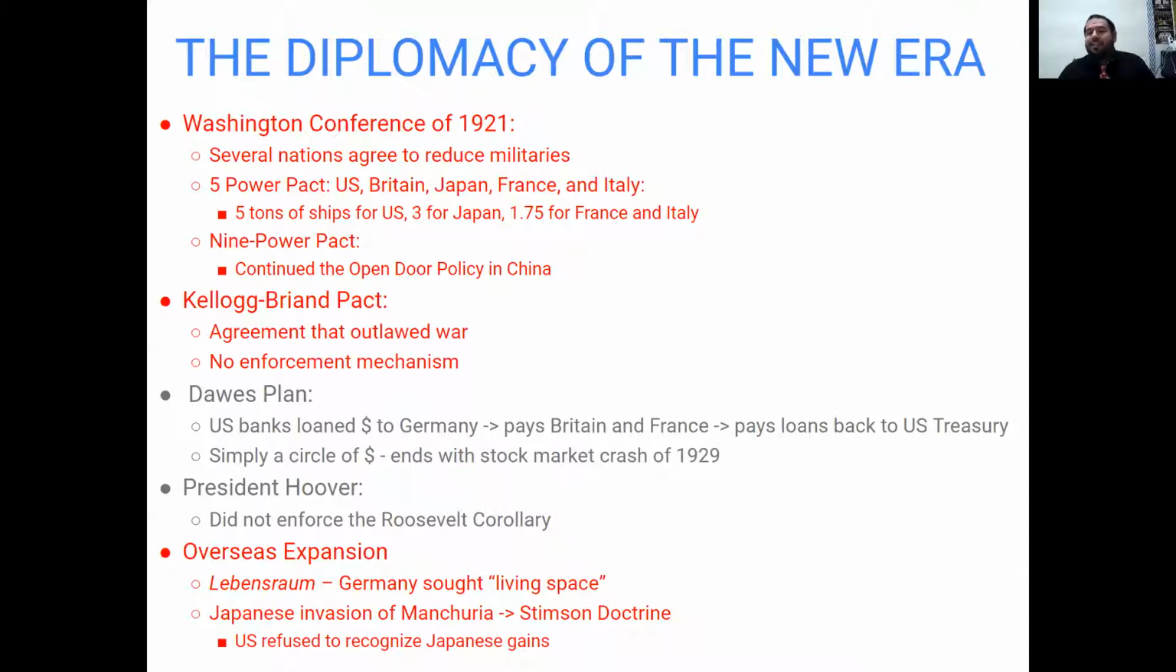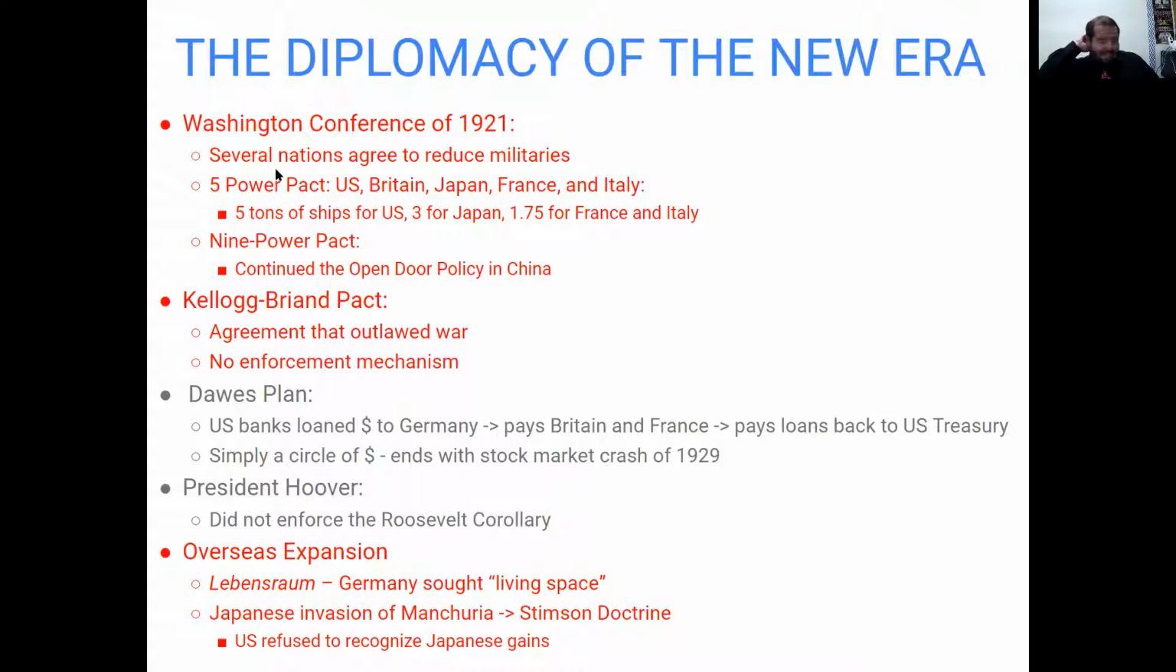Now remember, because of the Treaty of Versailles and the 14 points, the U.S. was never in the League of Nations. So we had to have our own agreements before we could do anything internationally. So we created the 5-Power Pact between the U.S., Britain, Japan, France, and Italy.